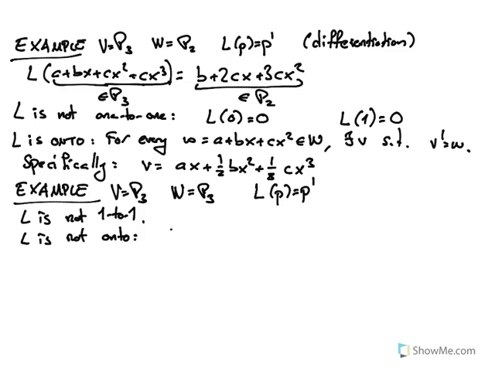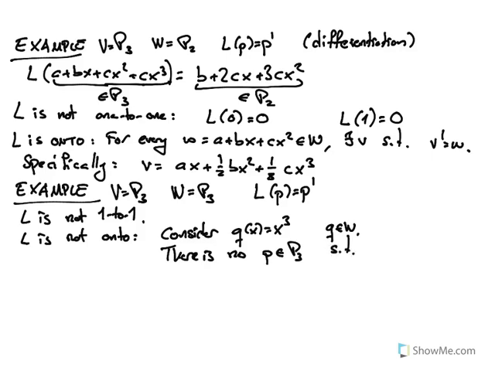So to formalize that, consider, say, x cubed. Then this is something that does belong to P3, but there's no cubic polynomial P such that its derivative is equal to q. You would need a fourth order polynomial, and that's outside of our source space.